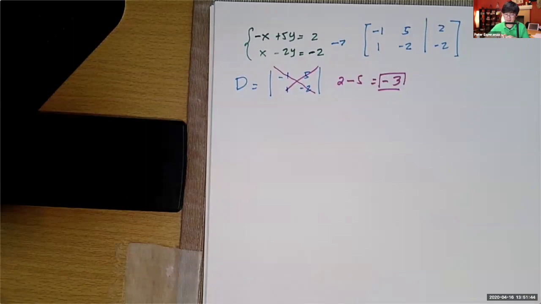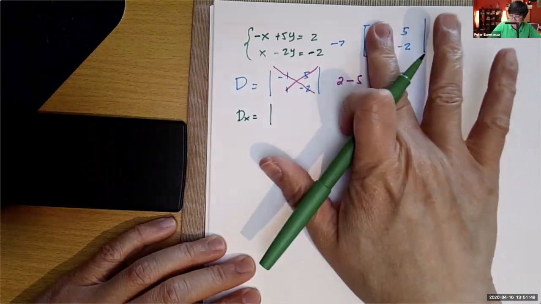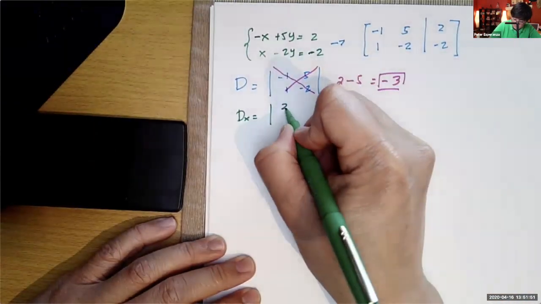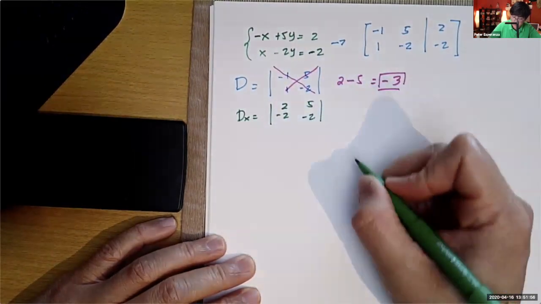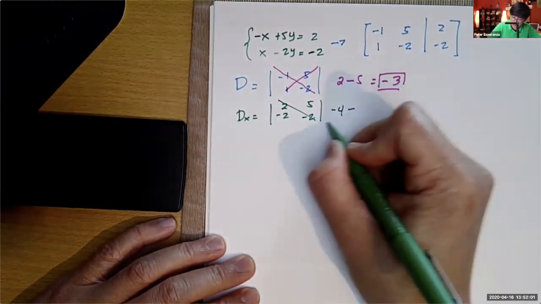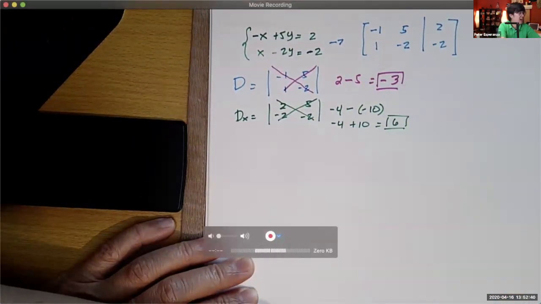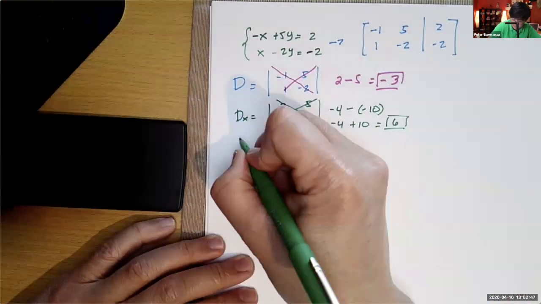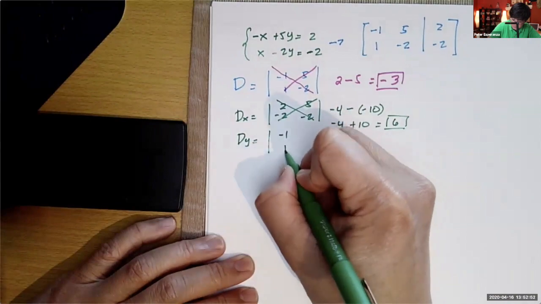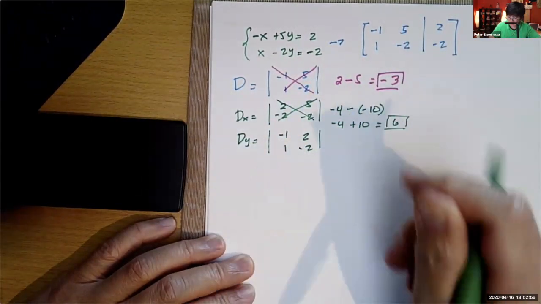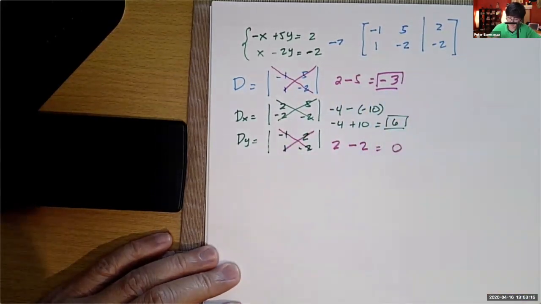Next, Dx. Change x with 2, negative 2. Copy. Determinant. Okay, the last one, Dy. Copy. Change. Equals 0.